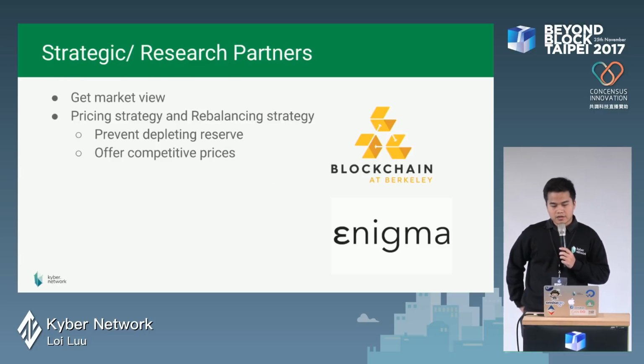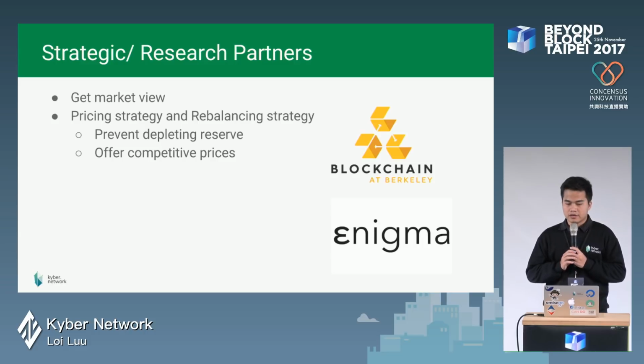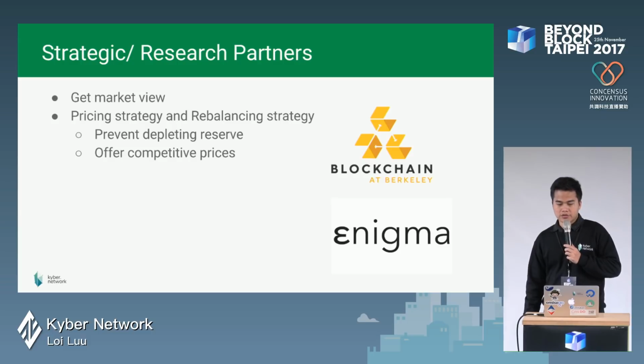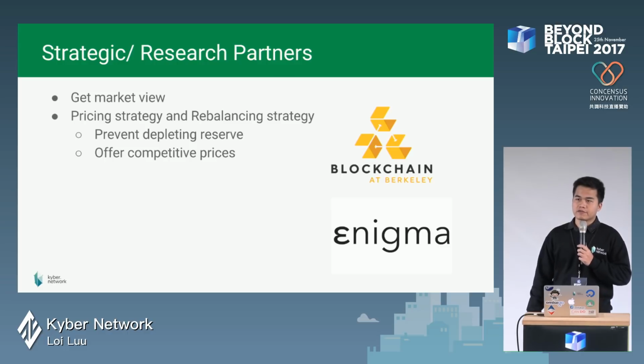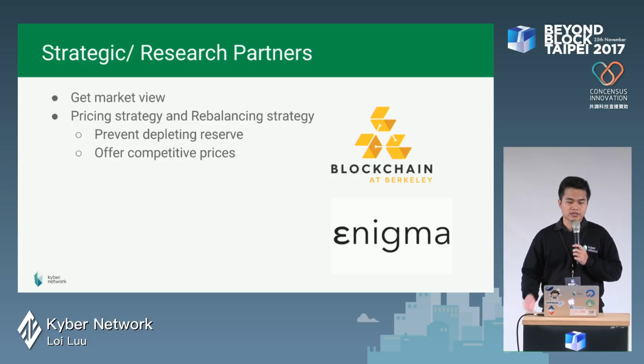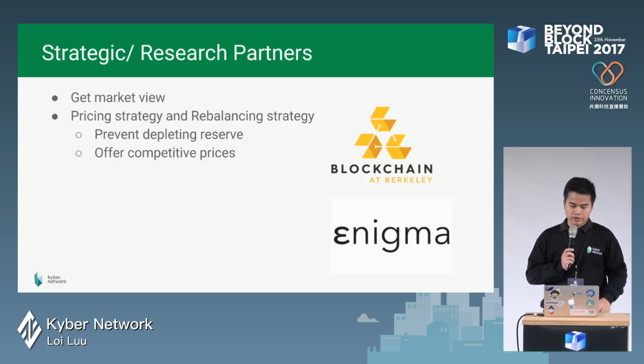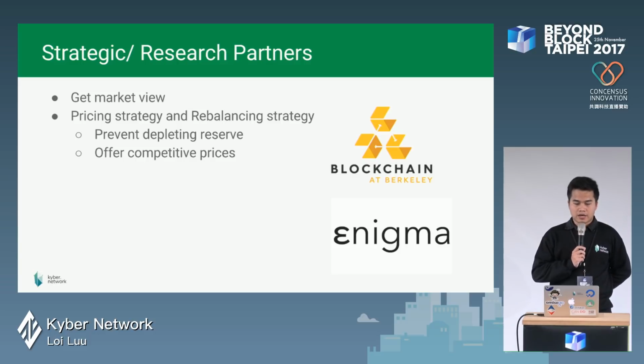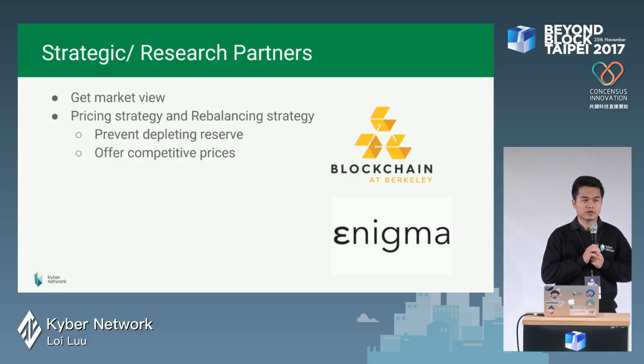We also have some strategic and research-based partners. One of them is Blockchain at Berkeley, and the other one is Enigma. These partners will help us get a better market view for the reserve operators, and they also help us decide the pricing strategy and the rebalancing strategy for our reserves. The main goal is to prevent our reserves from being depleted, and we can also offer a more competitive price to our users.